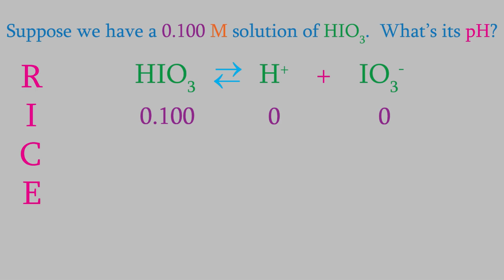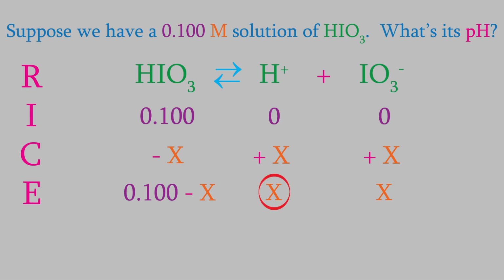Right now, we don't know how much the concentrations will change, but we do know that the concentration of each product will go up by the same amount, because the reaction tells us that they're in a 1-to-1 ratio. For now, let's just say that they go up by an amount x, and we'll figure out what that is later. Since the reactant is also in a 1-to-1 ratio with the products, its concentration will change by the same amount, but it'll decrease, so the change for it is minus x. That means our final concentrations are 0.100 minus x for the iodic acid, and x for the H+ and iodate ions. In order to get the pH, we need to know the H+ concentration, which is x.